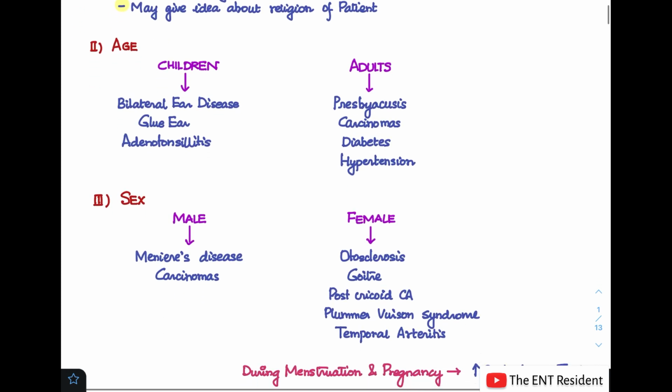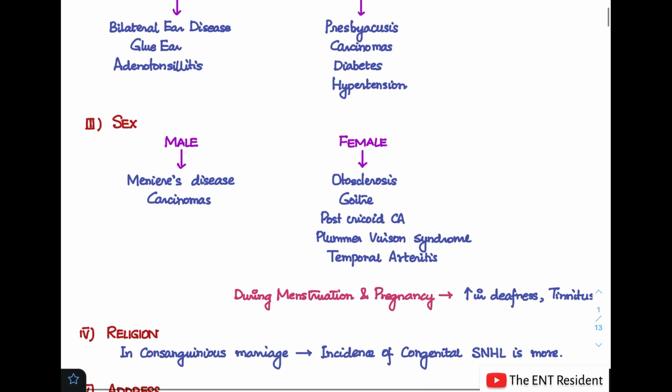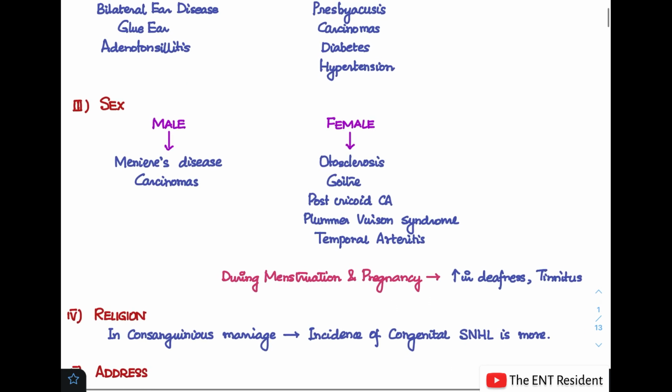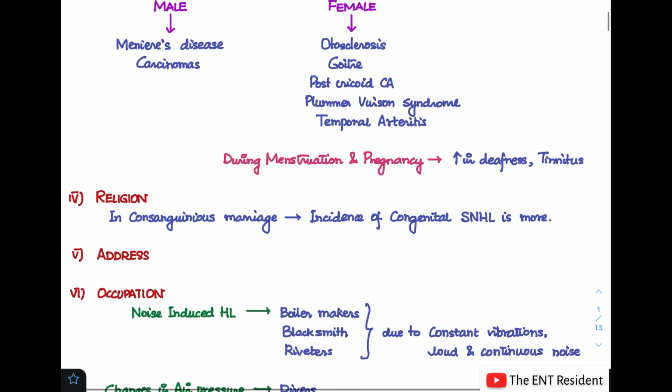Next, coming to sex of the patient. Why do we need to know the sex of the patient? There are certain diseases that we see more commonly occurring in males, like Meniere's disease and carcinomas, whereas in females we see more of goiter, otosclerosis, post-cricoid carcinoma, Plummer-Vinson syndrome, temporal arteritis, and also we have seen that during menstruation and pregnancy there can be an increase in the deafness and tinnitus. Next, coming to religion.